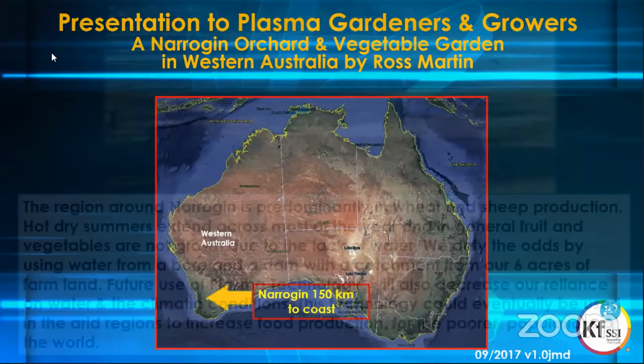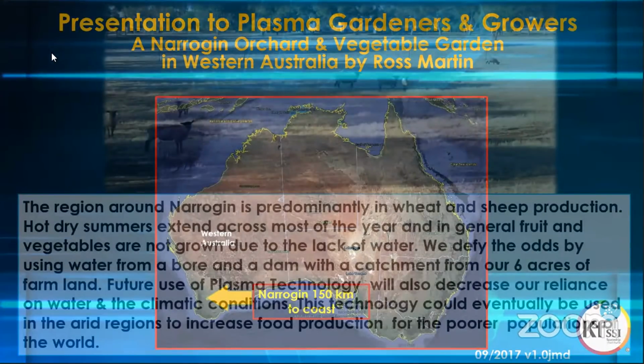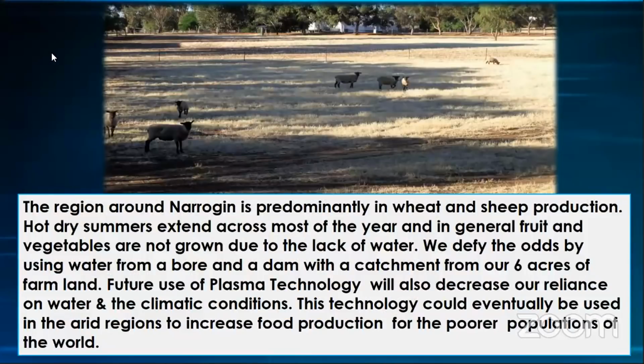Just in terms of his brief background of his region and where he's growing, it's mainly wheat and sheep production that he's involved in, and it's very hot, dry summers, which is across most of Australia here. And in general, fruit and vegetables are not grown due to lack of water. So what he did was he tried different plasma technology, used it in different ways, and tried to grow different produce, and these are the results.